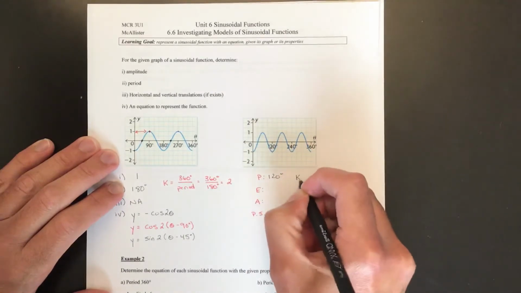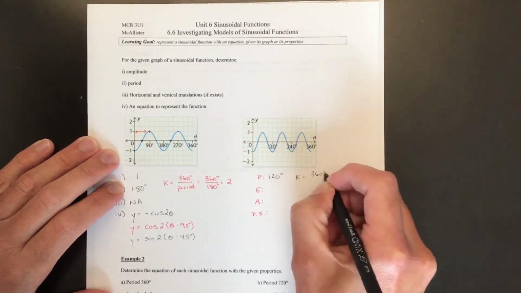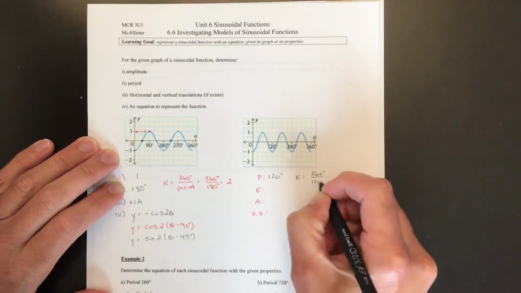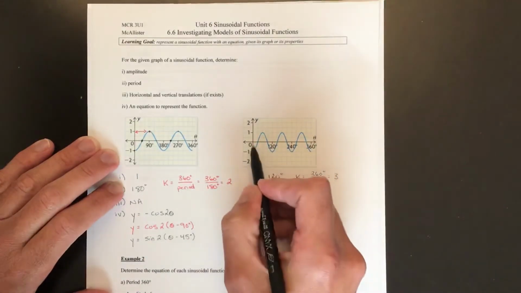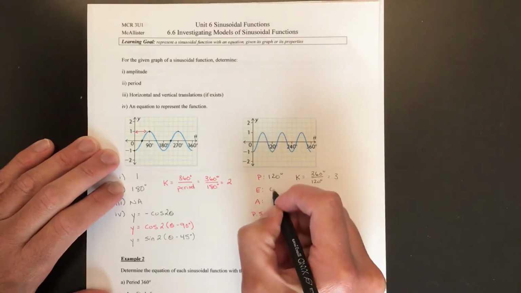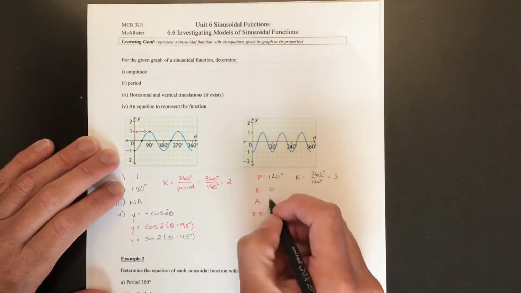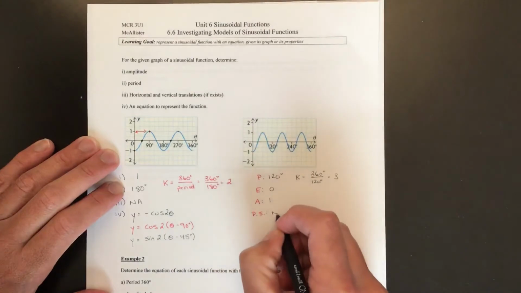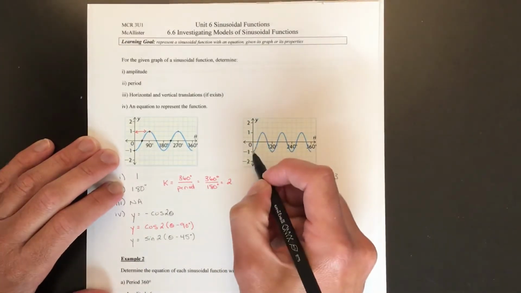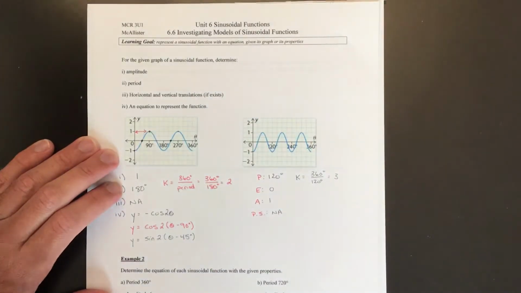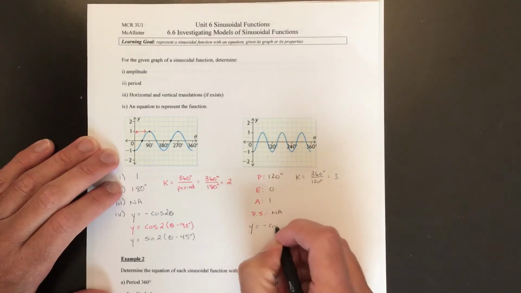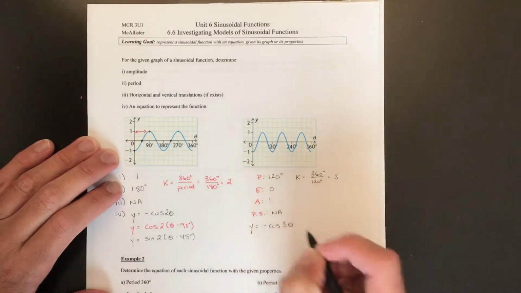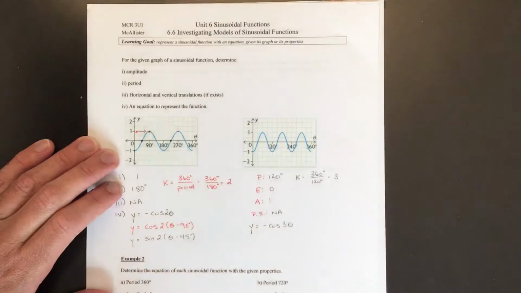I need to get the K value. So K is 360 divided by 120, which is 3. Equation of the axis, the middle of my graph, is at 0. The amplitude is still 1. And again, we'll say there's no phase shift because we're starting right here at the y-axis. So to come up with the equation, again, it could be y equals negative cos 3 theta, because that's the K value.